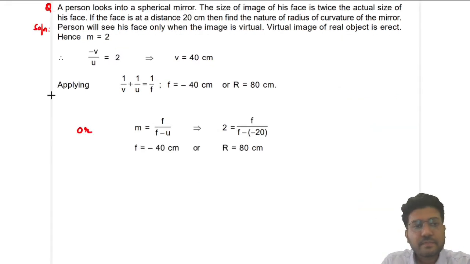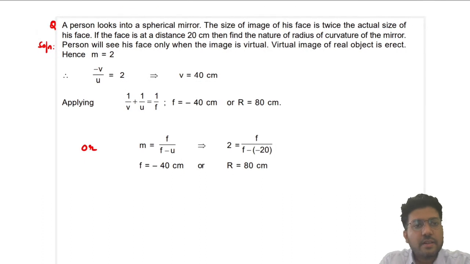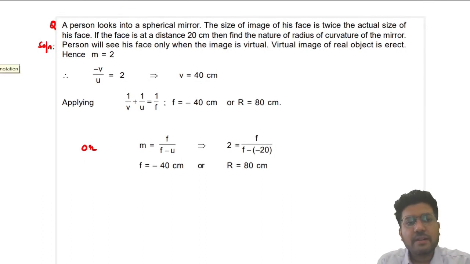Okay, next question. A person looks into a mirror. So a person is looking into a spherical mirror. The size of the image of his face is twice the actual size of his face. Listen carefully. The size of the image is twice the actual size of his face. So that means the image is magnified. Image is magnified, that means it has to be a concave mirror. Why? Because a convex mirror cannot form a magnified image for a real object.